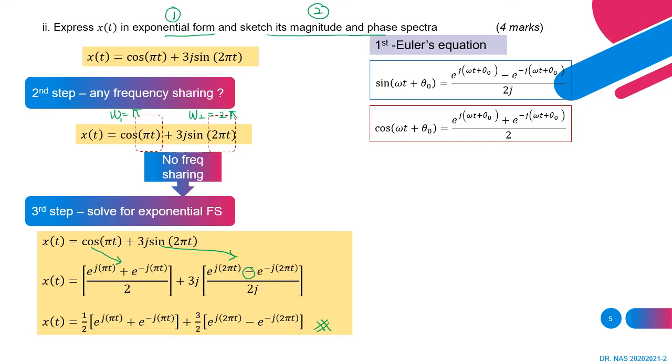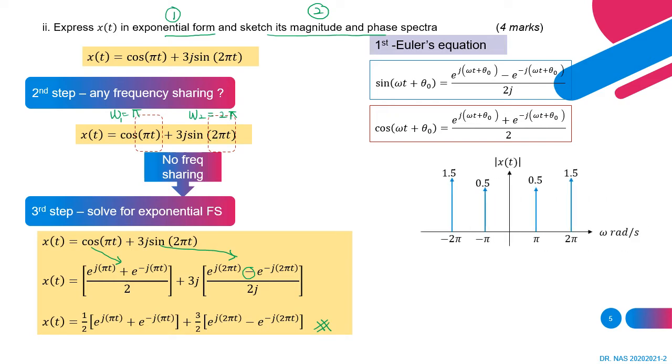Then once you have the equation in exponential form, you can sketch the magnitude of the signal. For positive pi, you have amplitude of 0.5, negative pi you have amplitude 0.5 as well, and then at 2 pi and negative 2 pi, both magnitude 3/2 or 1.5. So this is the magnitude. Although here is negative, here is modulus, so you have all positive amplitude.